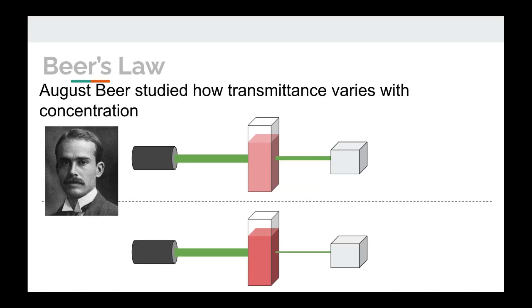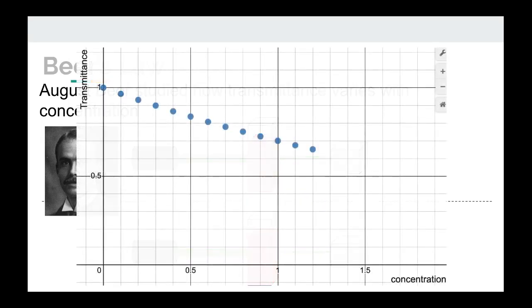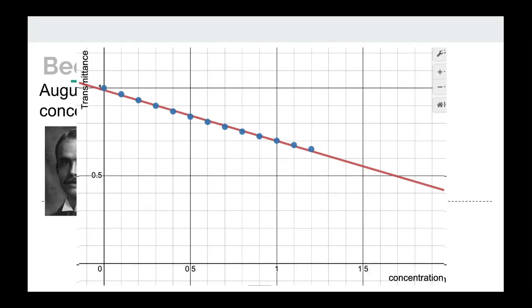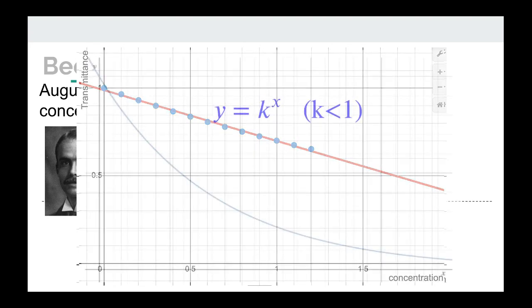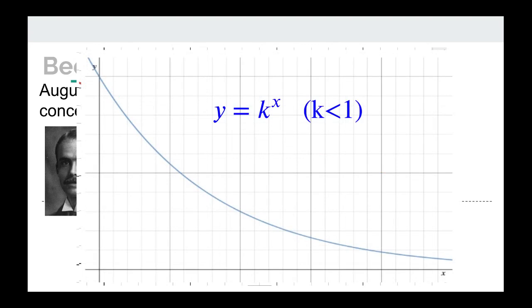This guy named August Beer studied how transmittance varied with concentration. And here's what he found. He got this relationship here. And if you look at it, you can see that there's a slight curve to it. That curve is made more apparent when you put a best fitting line to this data. And you can see that it's not random, but there is actually a slight curve. It looks kind of like a hyperbola, but here's what he found, that it actually followed this pattern. If you have a graph of y equals k raised to the x power, if k is a number that's smaller than 1, then this is going to be the shape of the graph, and that's what he found.